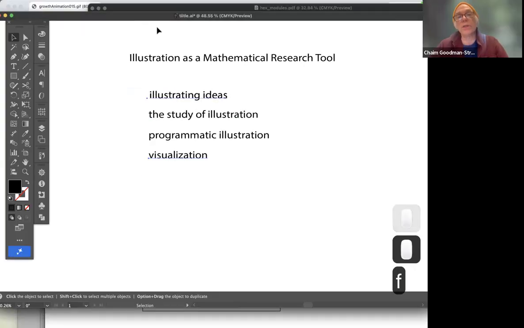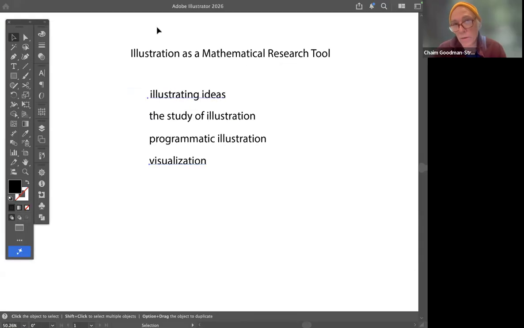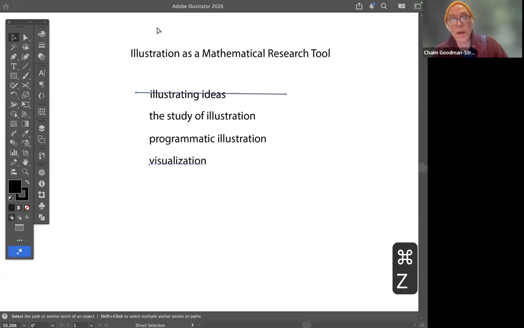Illustration, visualization, like famously, people like Bill Thurston worked completely visually. And I think in low dimensional topology and maybe some other disciplines, visualization is a really key tool. But I don't actually mean any of these things. This is not what I'm talking about. I don't mean illustrating ideas necessarily as the end goal, at least in today's talk.